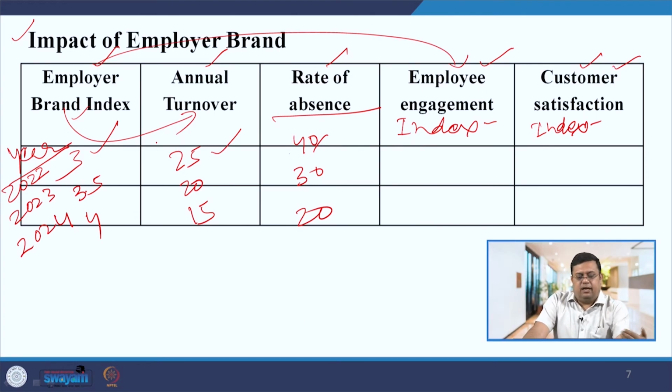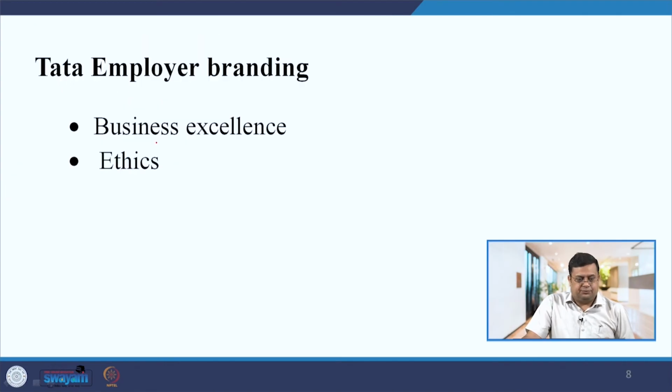And the moment you conduct the correlation analysis between employer brand index and employee engagement and customer satisfaction, then these correlation values will also indicate what kind of relationship is there between these two variables, right. That is what you can see here. So, that is how you can understand the impact of employer brand with the attrition rate and rate of absence.